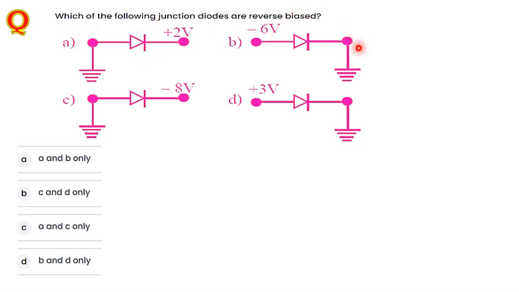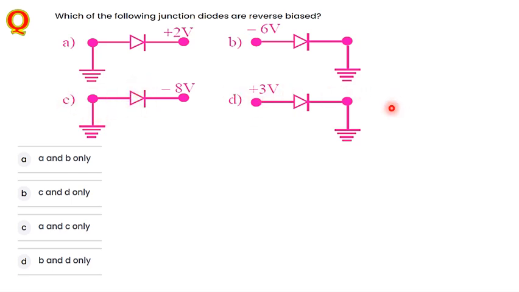Coming to here, minus 6 and 0. Minus 6 is less, 0 is the maximum. The maximum value is given to the N type of semiconductor. So this one, B, is also reverse bias. Coming to here, this is 0, this is minus 8. Which is maximum? 0 is the maximum. The maximum has been given to the P type. So this is forward bias.